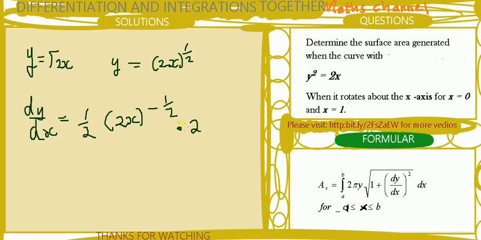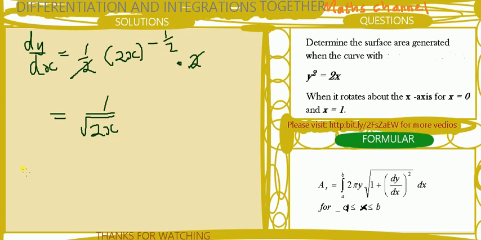From here, as you can see, the 2s cancel out, and this is a negative exponent. To make a positive exponent, what do we do? You put it underneath. Because it's a square root, you just put the square root and then you have 2x. Now we're done with dy over dx, because we were dealing with the part inside the brackets. Now we put the brackets squared.